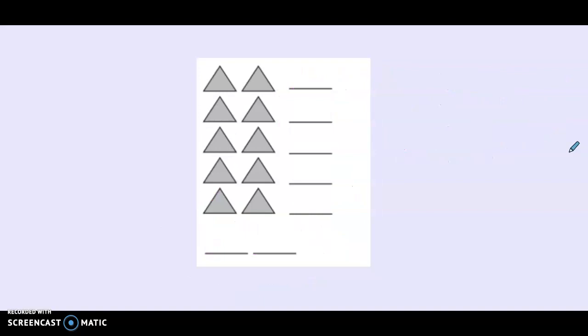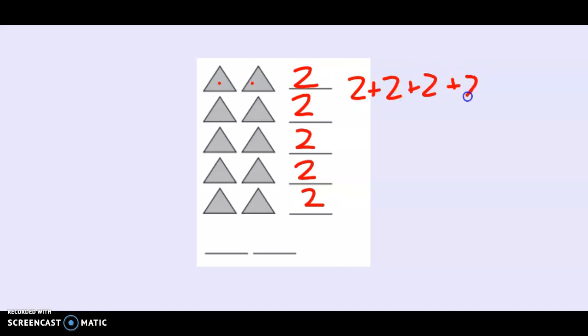Let's try this one here with the triangles. First, let's count the rows. 1, 2. And then all of these have 2. Okay, that one's good. Let's make our equation. I have 1, 2, 3, 4, 5 twos. 2 plus 2 plus 2 plus 2 plus 2. All right, let's count those up.